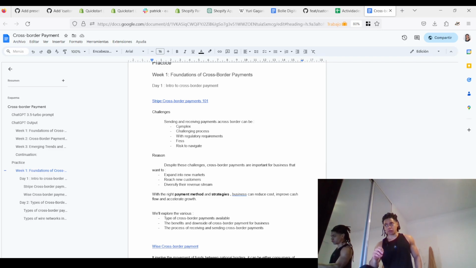recognize the importance of cross-border payments when they want to expand to new markets, find new shoppers, reach new customers, and diversify their source of revenue, or diversify their revenue streams. So with the right payment methods and strategies, businesses can reduce costs, improve cash flow, and accelerate growth. Which is something that I am facing, and I'm learning that.